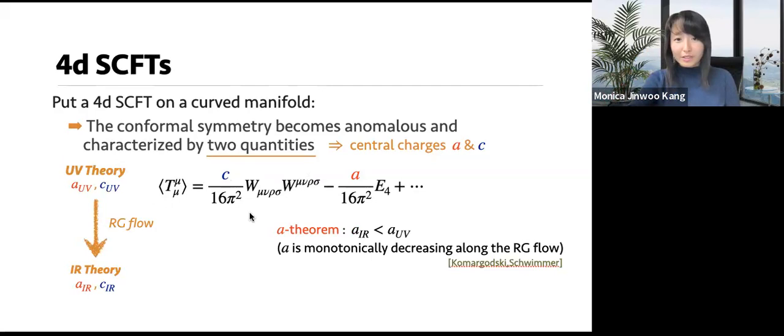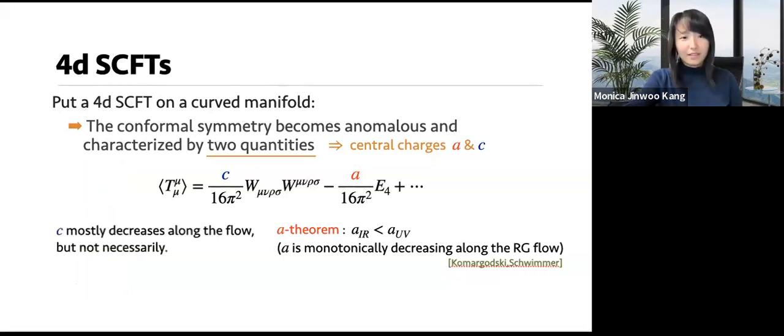What we know about these quantities is that if you have a UV theory flowing to the IR theory, you can compare the two conformal anomalies, A and C. What we know about the a-theorem is that, as I was saying, it really tracks the degrees of freedom. And we can say that because we have the a-theorem, which always says that A is monotonically increasing along this RG flow. Now, C, unfortunately, doesn't really have this nice property. It will mostly decrease along the flow, but not necessarily.